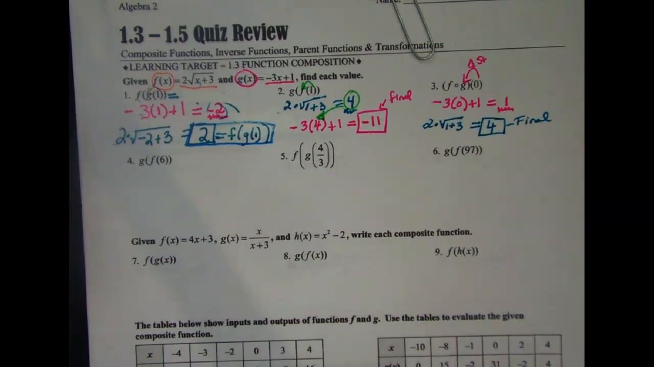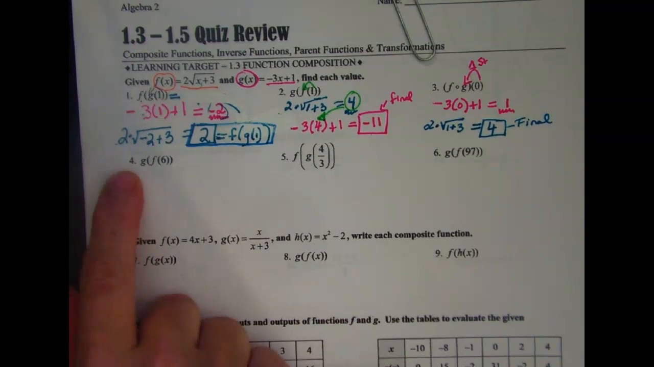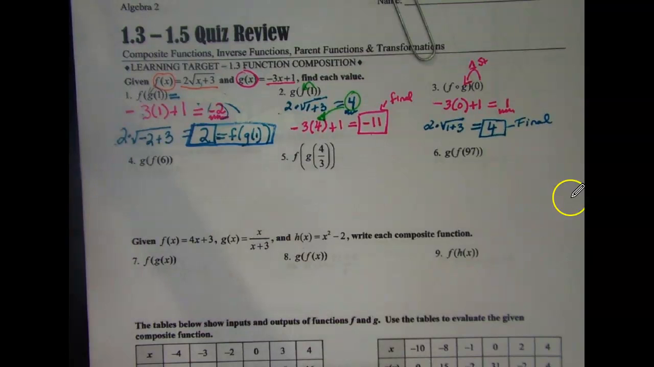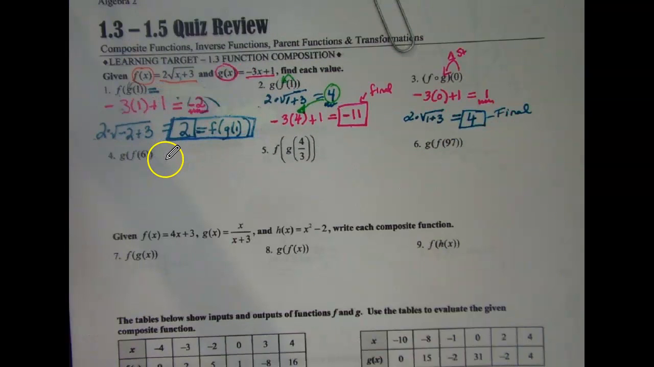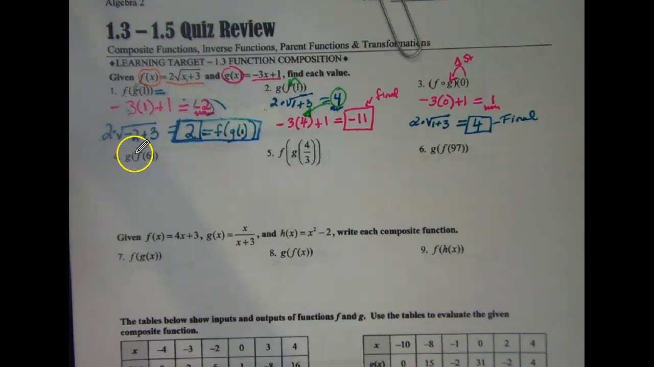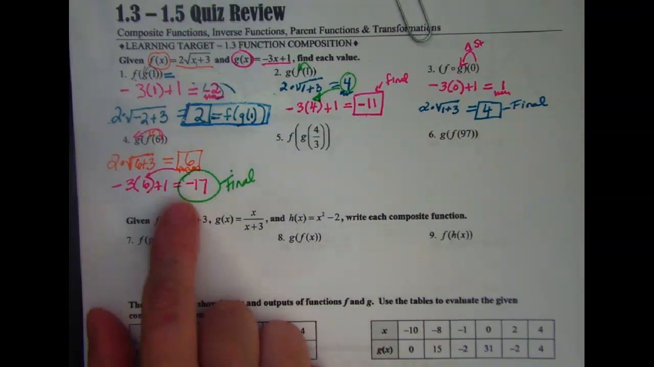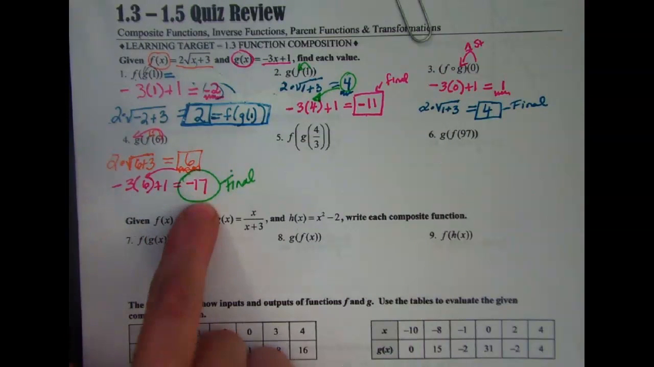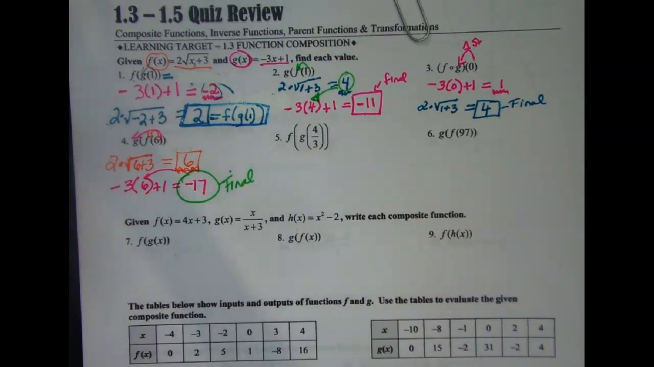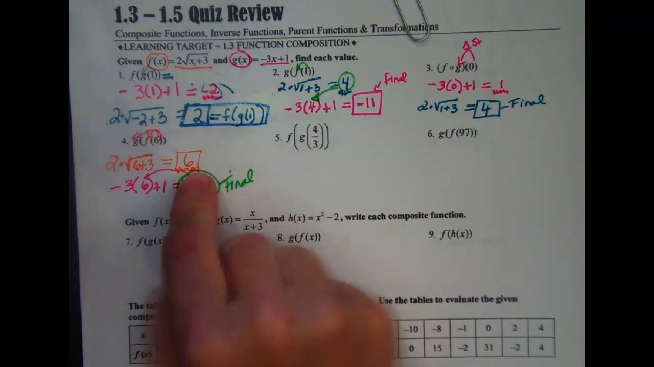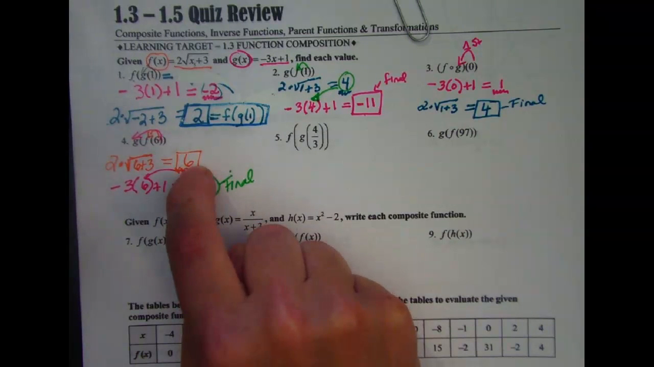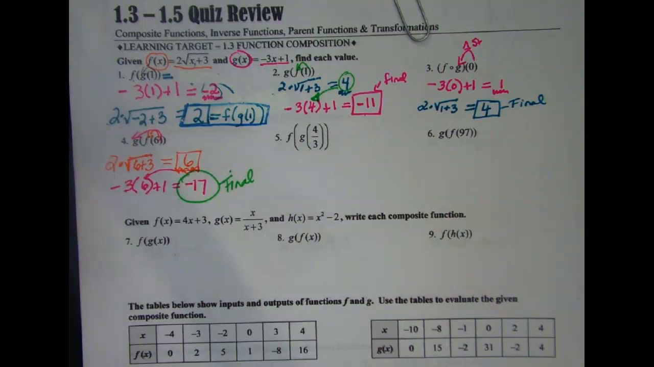All right, going on, I want you to try number 4 on your own and see what you get. I want you to do both things. Plug the 6 into the f, get a new number, and then plug the new number into the g and tell me what the final answer would be. So your final answer is -17. When you plugged in that 6 first to the f, you just happened to come up with another 6, and then you plug that in again, and that's how we got it.